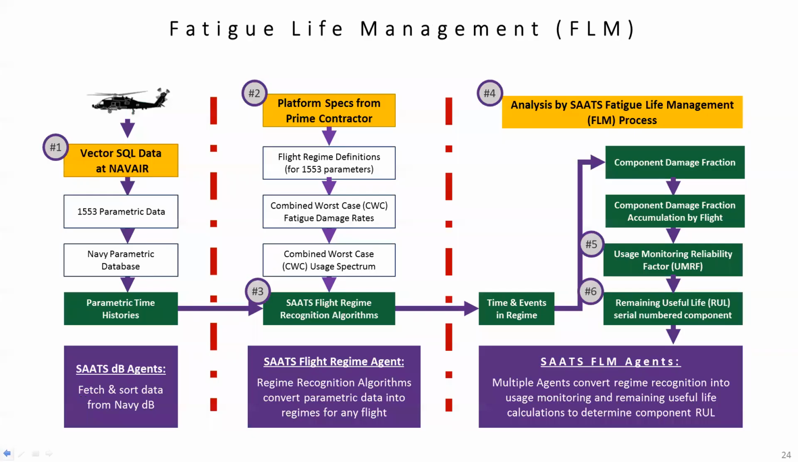First, on fatigue life management, we have a 6-step workflow where agents: 1, collect aircraft 1553 sensor data to create a flying history; 2, compare to design specifications from the prime contractor; 3, recognize and assess aircraft flight regimes, thereby 4, supporting fatigue life improvements through calculation of 5, reliability factors, and 6, remaining useful life, leading to optimal maintenance by serial number component.